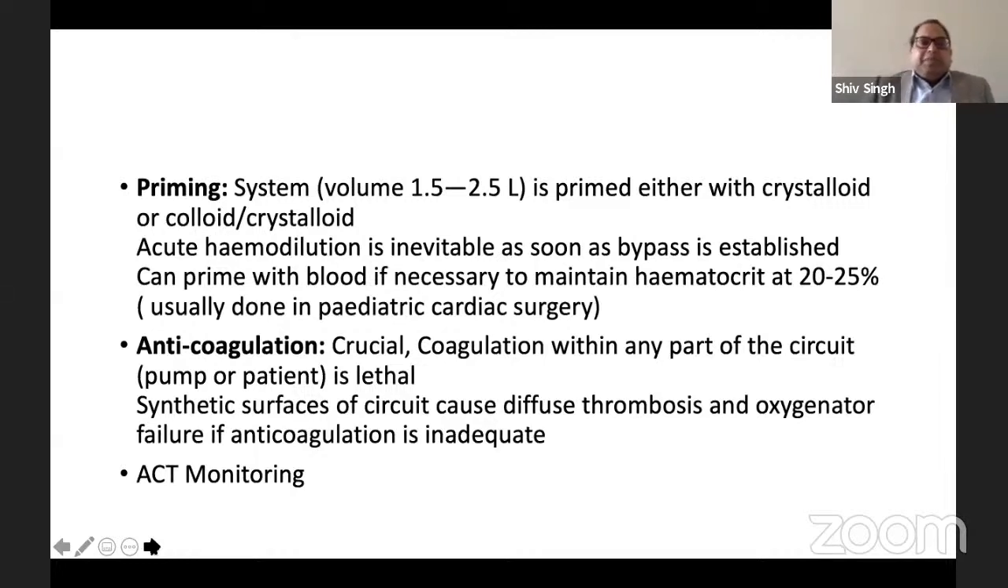But sometimes if the patient has low hemoglobin, then blood can be used to maintain a hematocrit of 20 to 25%. Blood is normally used in pediatric cardiac surgeries.